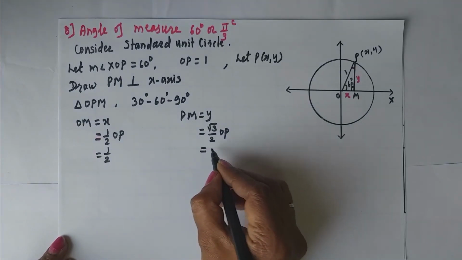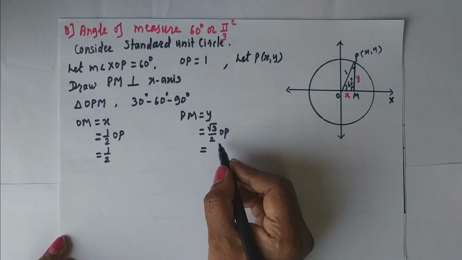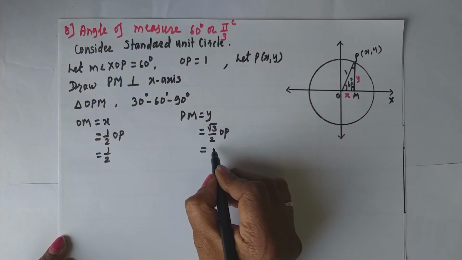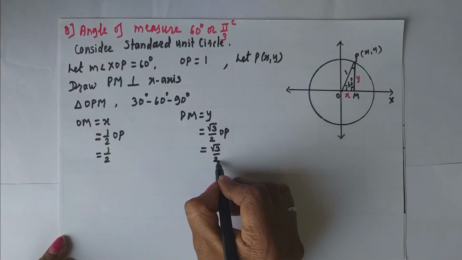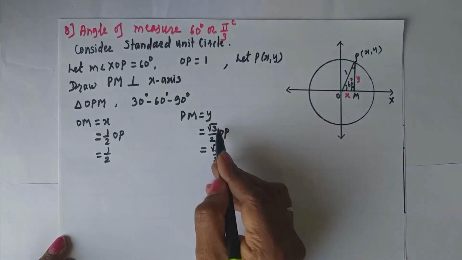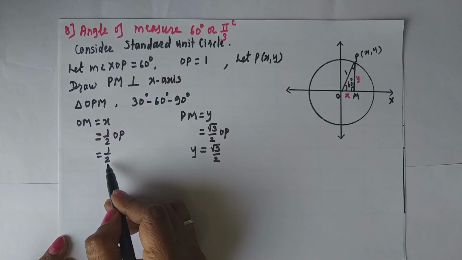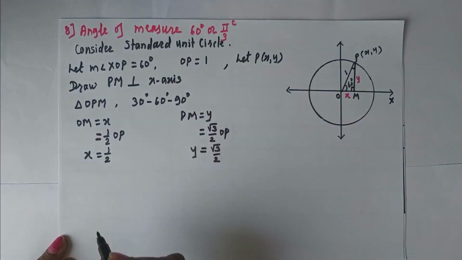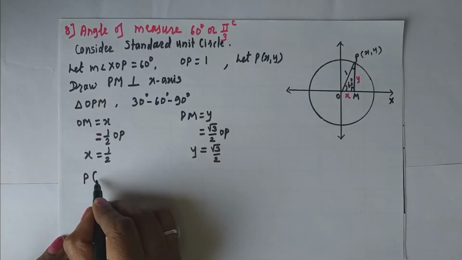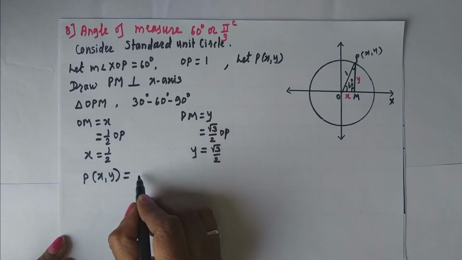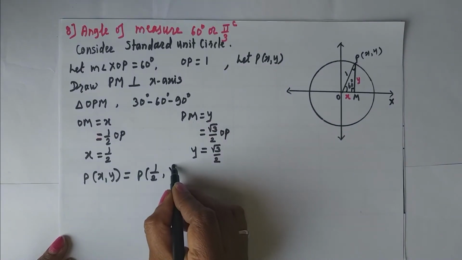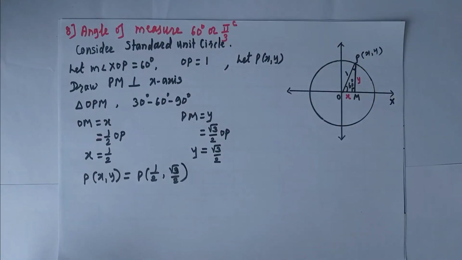And here the hypotenuse is nothing but the radius of the circle, and as it is a unit circle, the value of OP is 1. And here we will get simply root 3 by 2. PM is root 3 by 2, and PM is what? That is y. And OM is 1 by 2. OM is nothing but x. In this way we have got the values of x and y, that is the coordinates of point P: half and root 3 by 2. This point P lies in the first quadrant, therefore both x and y coordinates are positive.